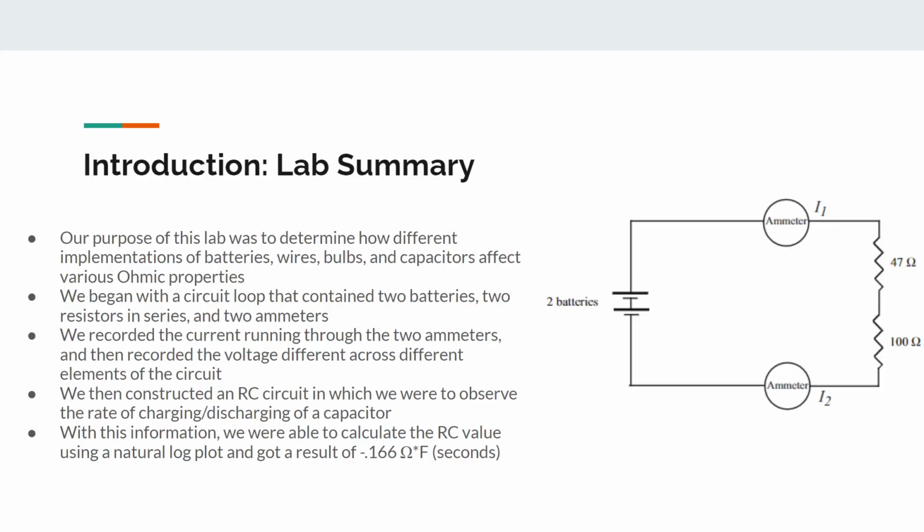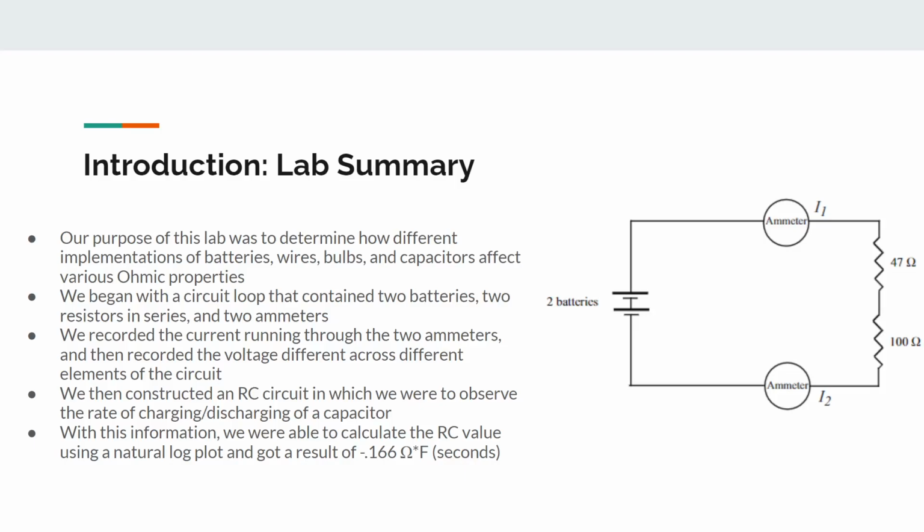So, in introduction, the purpose of this lab was to determine how different implementations of batteries, wires, bulbs, and capacitors affect various ohmic properties. We began with a circuit loop that contained two batteries, two resistors in series, and two ammeters. We recorded the current running through the two ammeters and then recorded the voltage difference across different elements of the circuit. We then constructed an RC circuit in which we observed the rate of charging/discharging of a capacitor.